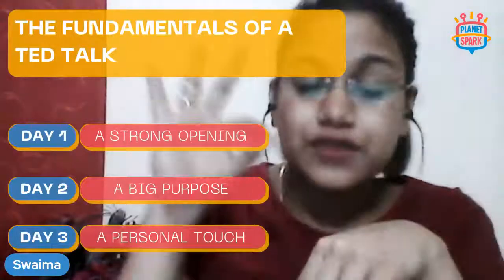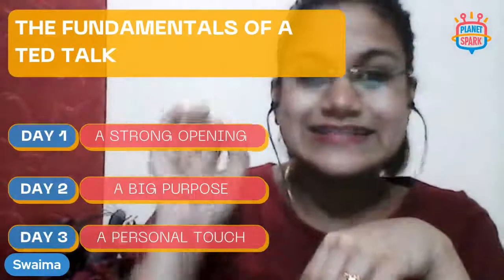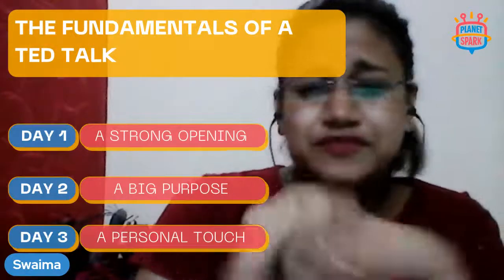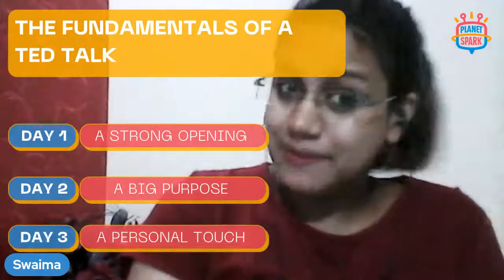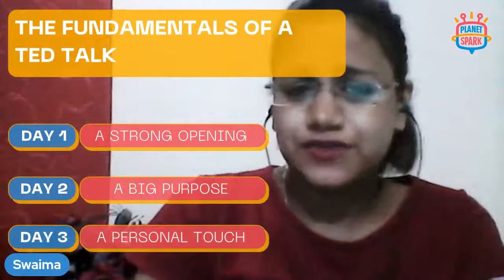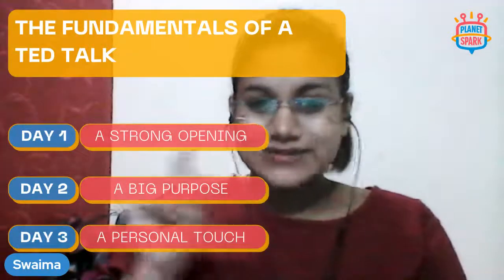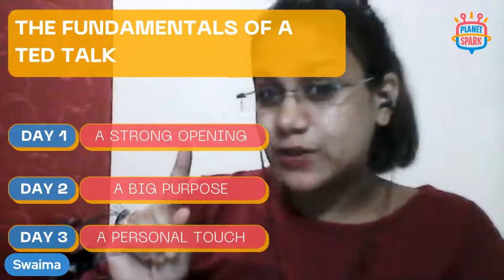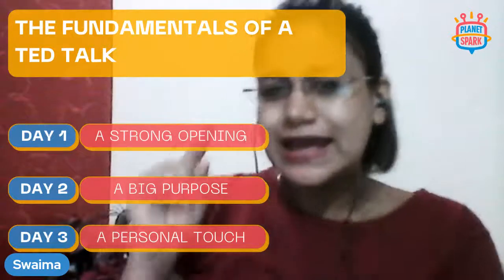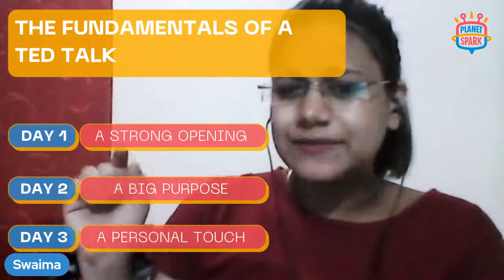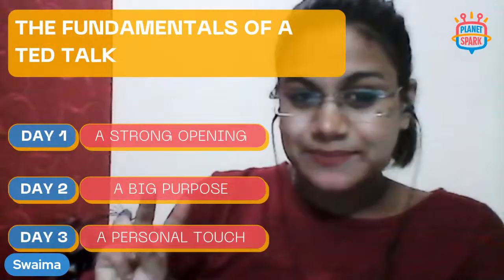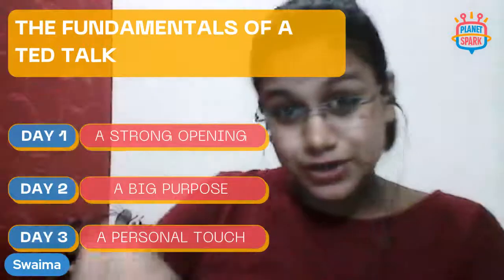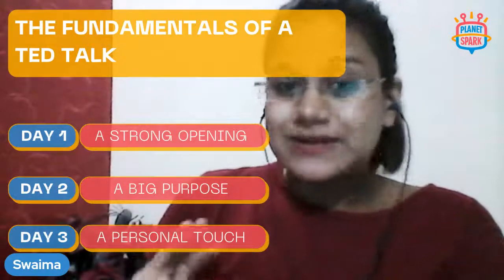Moving on, the three fundamentals of a great TED talk. All right. Now, I'm sure in the last 2 months, we've been doing this every single day. And by now, you all know what exactly the three pillars are. A strong opening, which simply means that you open on a peppy note. You have to begin with something mind boggling, something audience friendly, and something warm. The second one is a big purpose. The big purpose is all about incorporating the importance of a particular topic in your talk. The third one is a personal touch.